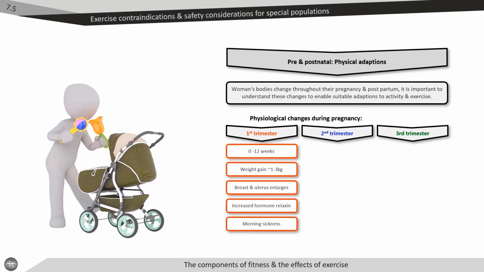Morning sickness may also be present at this time, and general feelings of nausea or bouts of feeling unwell may become apparent. During the second trimester, which is from weeks 13 to 26, there is a typical weight gain of around 6 to 8 kilograms during this period, which will now be noticeable and have an impact on weight-bearing joints such as the spine, knees, hips and ankles.